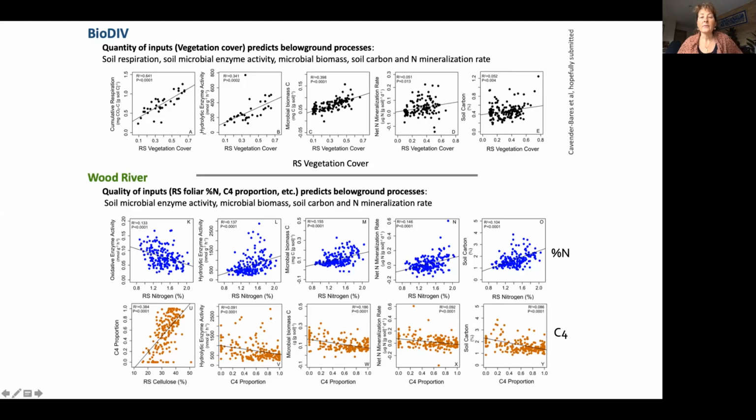So as we had predicted, the total inputs was more important in BioDiv, and the chemical composition was more important in Wood River. And this is something that we could remotely sense. And so once we had an understanding of how each system was different, then remotely sensed information could be quite valuable in predicting what was going on below ground. But it's quite important to actually understand how each of those different systems functions.